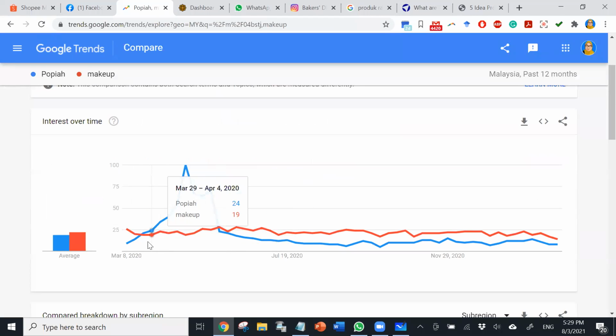The perfume actually skyrockets around the Raya period, but it goes down after Raya. Compared to makeup, which has steady sales anytime. So if you want to focus on selling during Ramadan month and almost Raya, you might need to focus on something that skyrockets. But if you want to make it long term, you can focus on makeup. Okay.